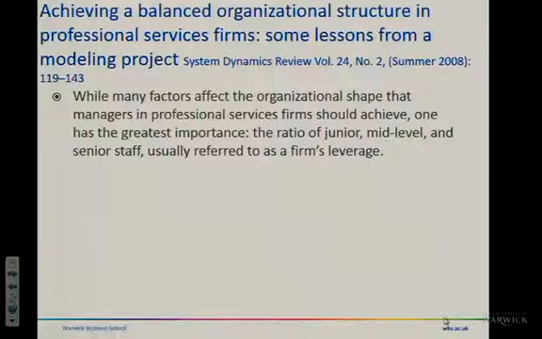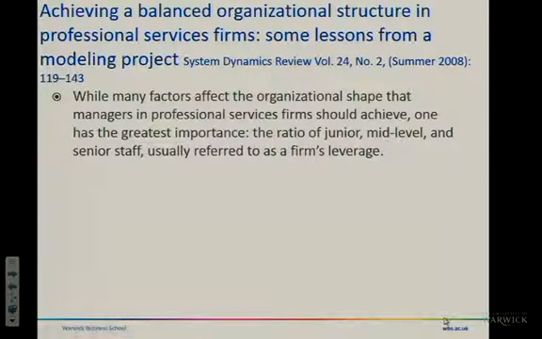And the senior staff usually has very focused activities which are related to either promoting those juniors and mid-level, finding new projects, or supervising very complex projects. But they are not usually doing the day-by-day job. They are on more of the sort of long-term view of the business. And this ratio is called the firm's leverage.